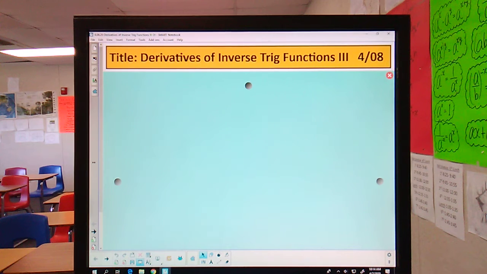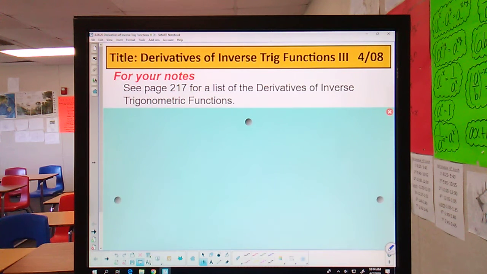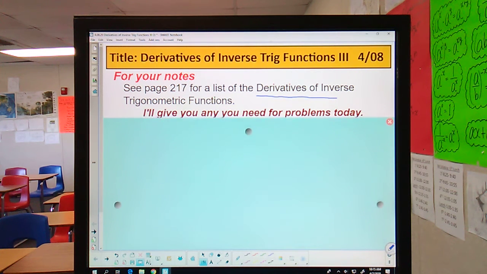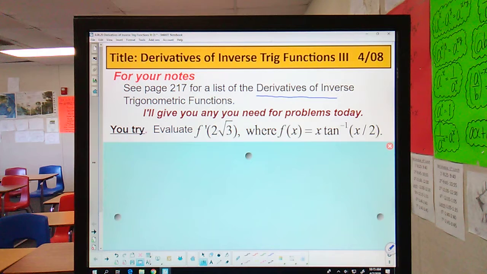All right, what I'd like you to do is, page 217 has a list of the derivatives of inverse trig functions. Now, we're not going to do every one of them. We're just going to do examples of some, but you'll find those formulas to use on 217 when you do some homework problems. I'll give you the ones you need for today.